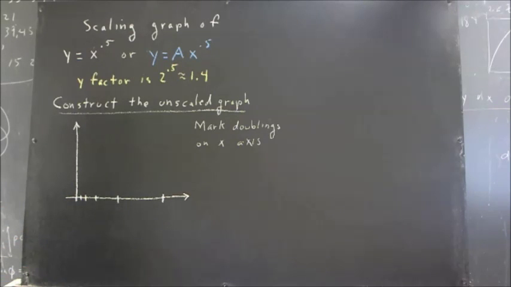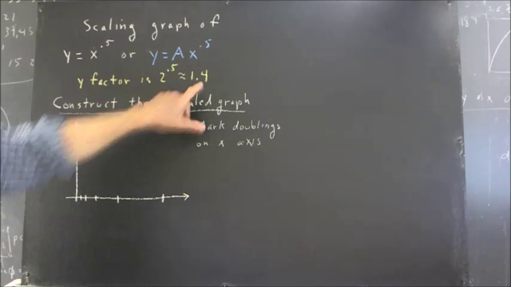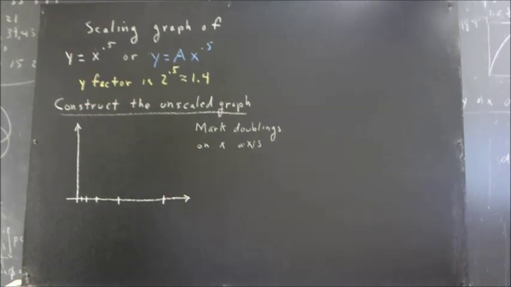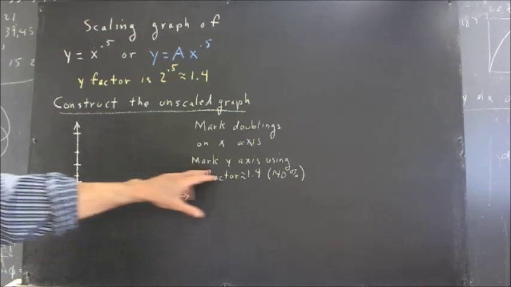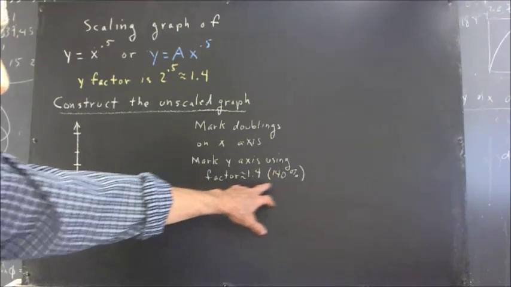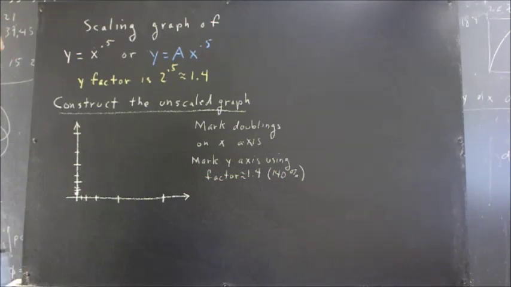And then the next thing we want to do is mark our y-axis in factors of 1.4. And again, I'll do that off camera. Okay, here's a reasonable attempt at doing that. So we have a y factor approximately 1.4 from each point to the next. Okay, so we've marked the y-axis using factor 1.4.